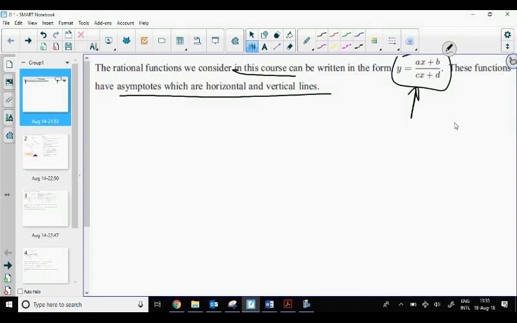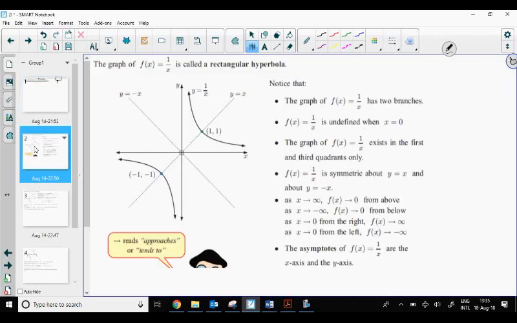Now, all of the rational functions in this particular section will be a linear divided by a linear, and you'll see this type a lot throughout the next 2 years. So let's learn a little bit about them. Let's look at a very simple one first, and then we'll get more complicated as we go on. So here's the simplest rational function there really is: 1 over x.